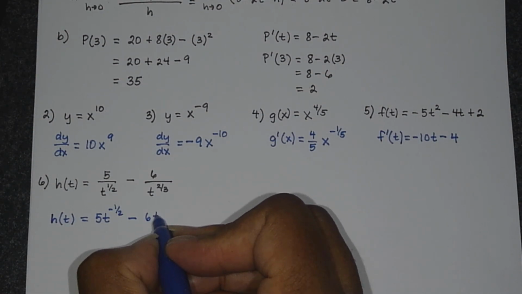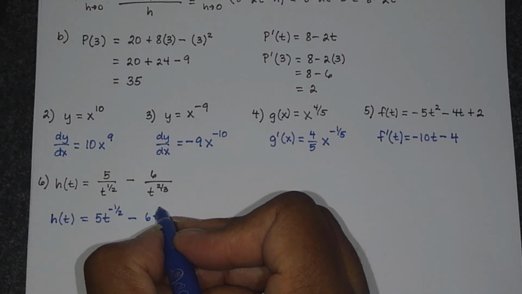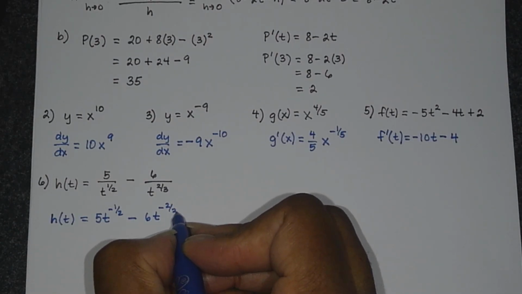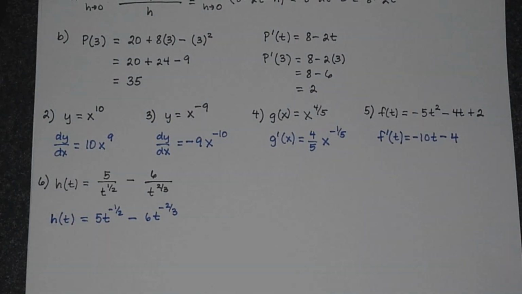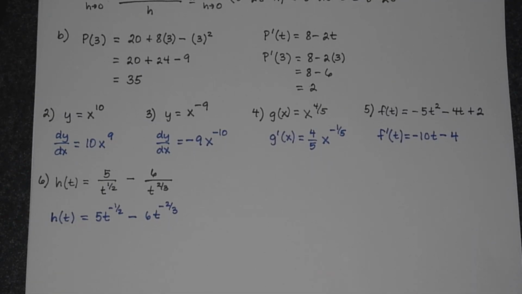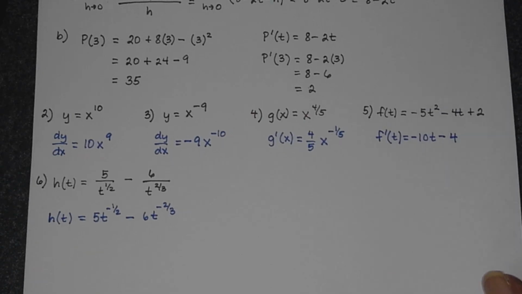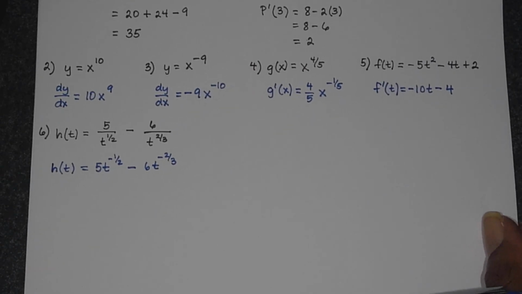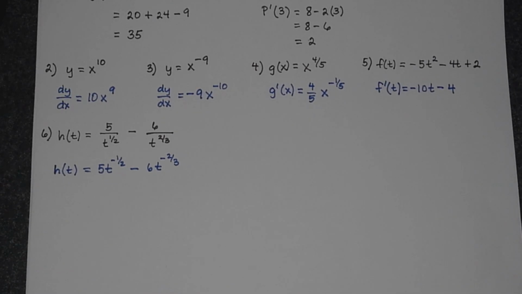If I take that out, it'll be t to what power? Negative 2/3. Okay, using the property for negative exponents, if you take an exponent out of the denominator, it changes to the opposite sign. So I have h of t is equal to 5t to the negative 1/2 minus 6t to the negative 2/3. And now let's find out what h prime of t would be.